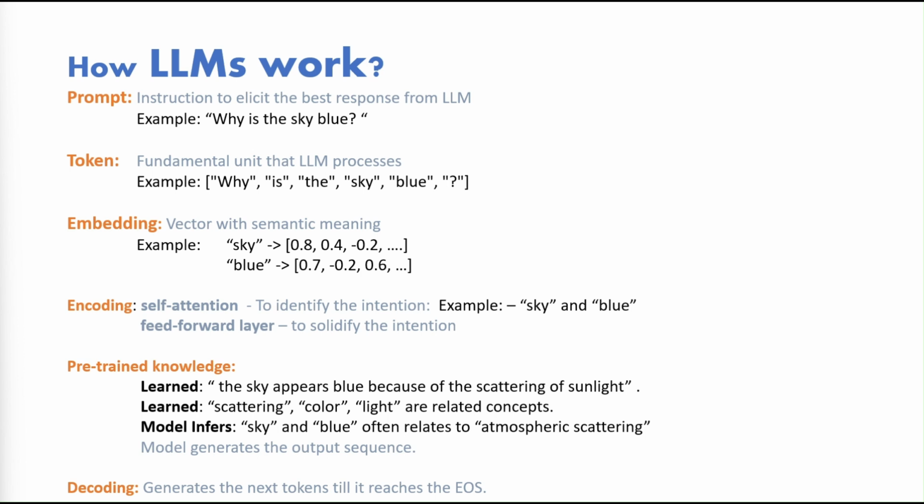The model already has the pre-trained knowledge. From the training, the model has learned that the sky appears blue because of the scattering of sunlight, since it has seen it many times in the training data. It has also learned that scattering, color, and light are related concepts. Based on this, the model knows that the question you sent about sky and blue often relates to atmospheric scattering. Using the embedding and pre-trained knowledge, the model generates an output sequence.